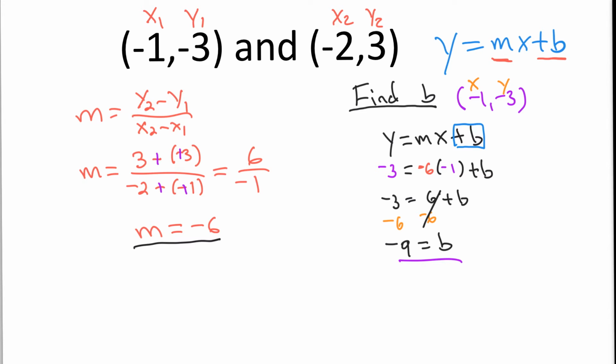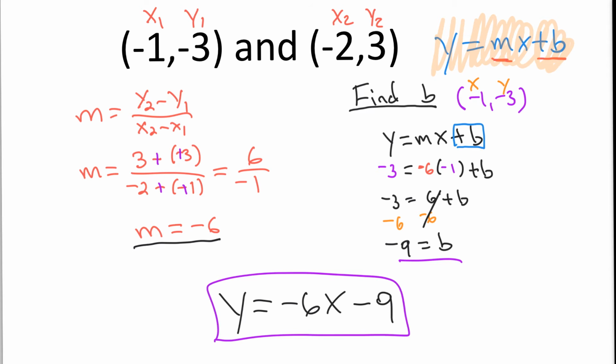Remember that we are using the formula up here, which is y equals mx plus b. So we are going to keep the y, we are going to keep the x, but you guys substitute the m and the b. So we have y equals m is -6, x, and then b is -9, and we're done. That is the equation in slope-intercept form. Y is by itself, we have the slope and the y-intercept.